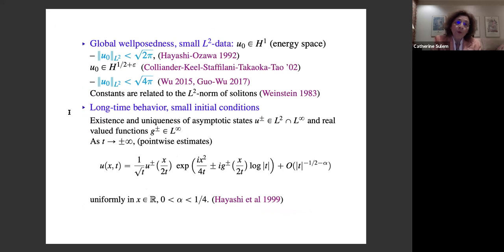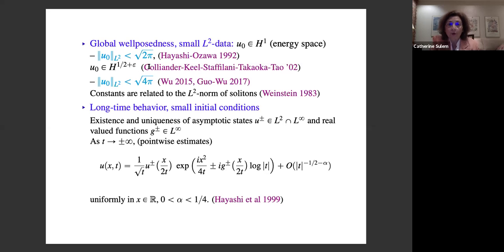Now, from a solution that exists for a finite time, the next question is, can it be extended for all time? And the answer that was given in the 90s was yes, if the initial condition is small in L2. And in the context of initial conditions in the energy space, Hayashi and Ozawa showed that if the L2 norm is small enough, and they found that small enough means smaller than square root of 2 pi, then the solution exists for all time in H1. This result was extended for solutions with less regularity, and it was almost optimal: if U0 is in H^(1/2) plus a little bit, and the L2 norm is smaller than the square root of 2 pi, the solution exists for all time.